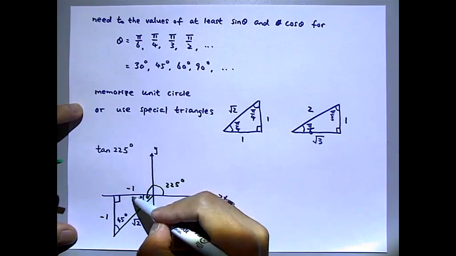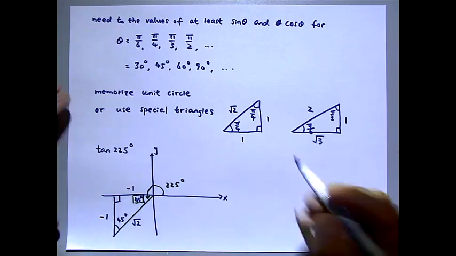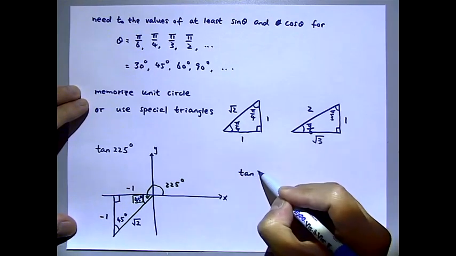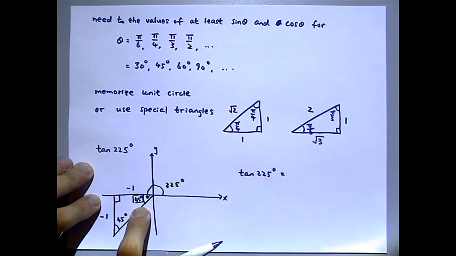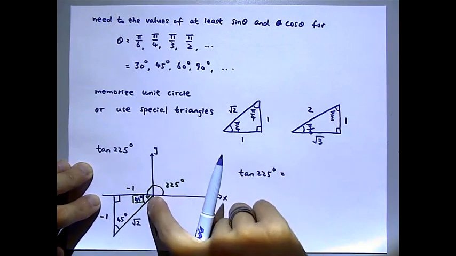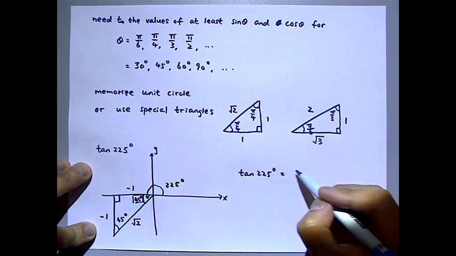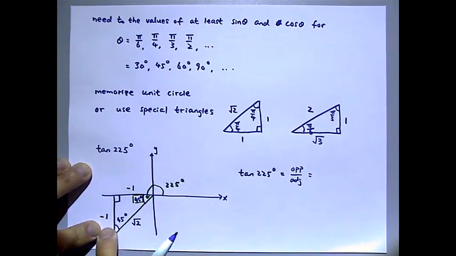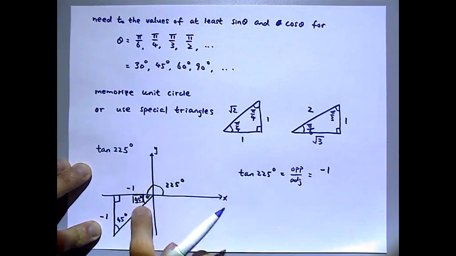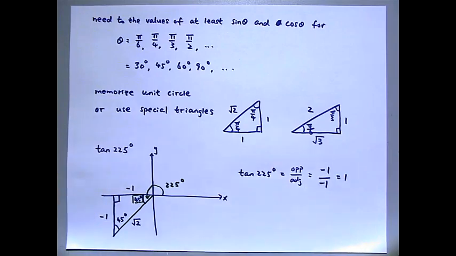Okay? Then you focus on this angle right here. That 45 degree. You don't look at the whole thing. You look at inside the triangle, looking at this angle right here, the one that's formed with the x-axis. Tangent, we know, is the opposite over adjacent. Opposite to this one is minus 1. Adjacent to this angle is minus 1. So there's my positive 1 for tangent of 225.